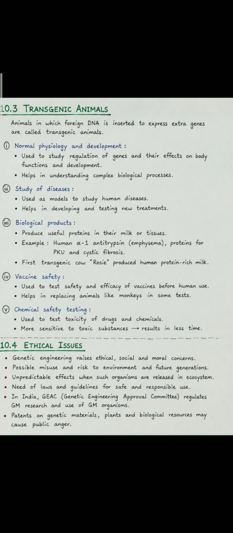Next one is biological products. Transgenic animals produce useful proteins in their milk or tissues. Example: human alpha 1 antitrypsin, which is used to treat emphysema. Proteins for PKU, means phenylketonuria, and cystic fibrosis. The first transgenic cow is Rosie, which produced human protein rich milk.